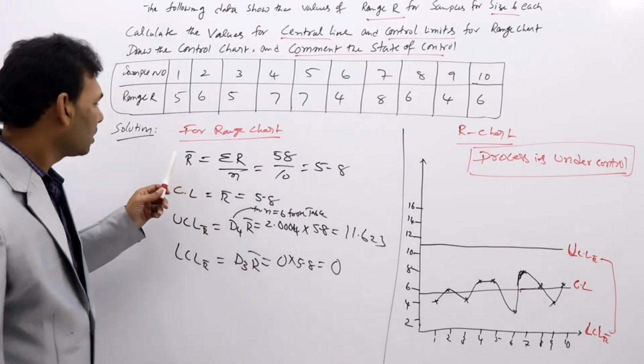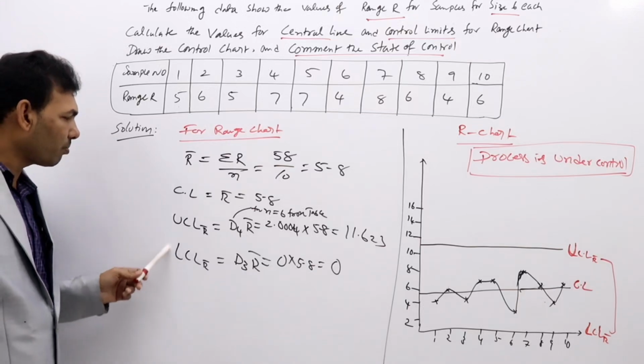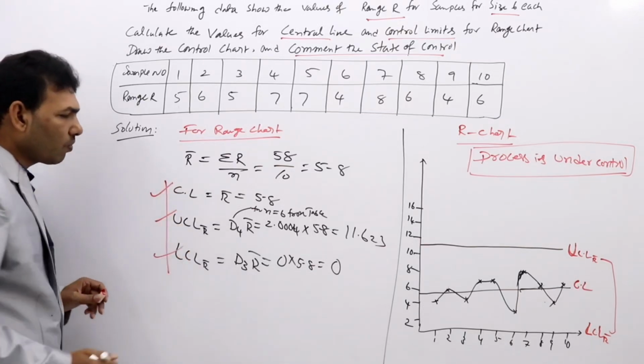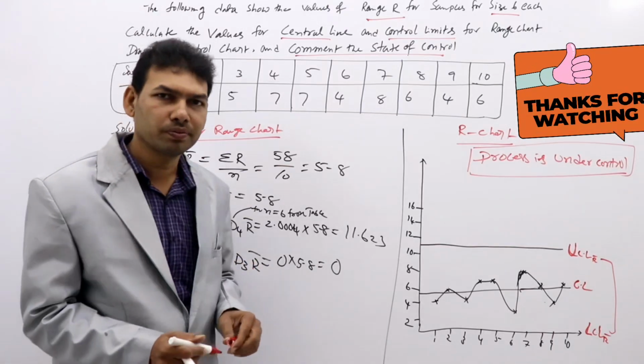Any doubts you may ask? To draw any control chart, these three are important: the center line and the upper and lower control limits. If you can find these three, one can easily draw any chart. Okay.